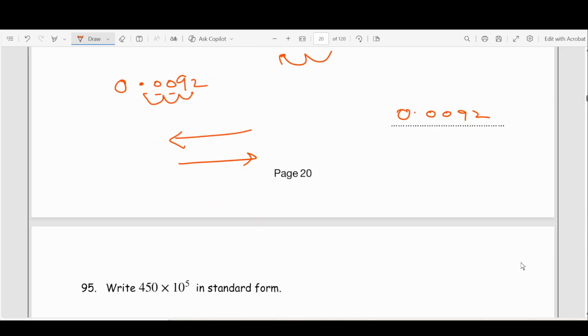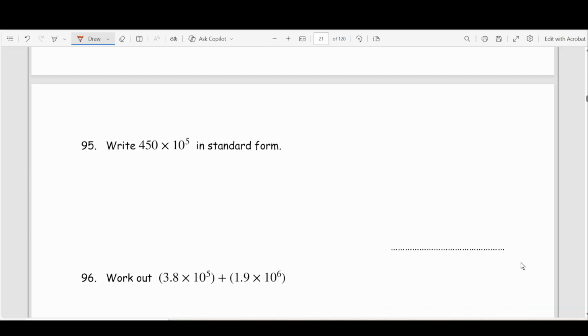Very good. This one is in standard form. What is wrong here is, as you can see, 450. As I said, the non-zero number should be less than 10, right? 450 is more than 10, so that's why it's not correct. How can we make it less than 10? We can make it 4.5. Now I'm putting 4.5 here. I'm putting the decimal, and after the decimal I have 2 digits.